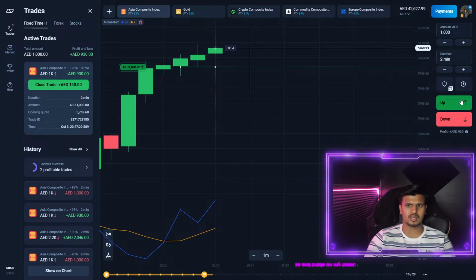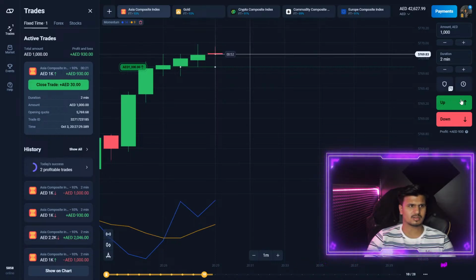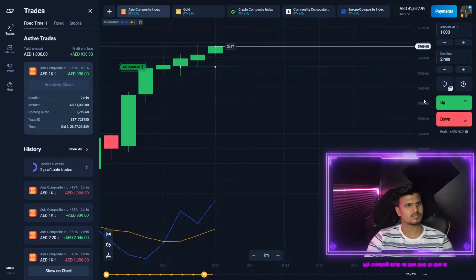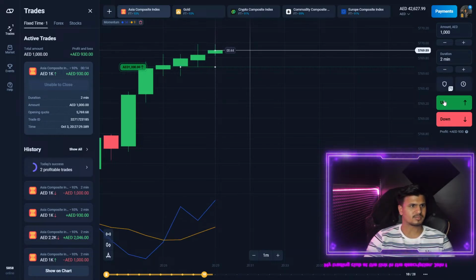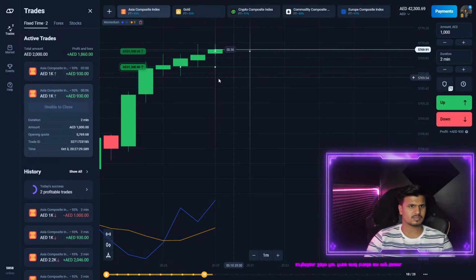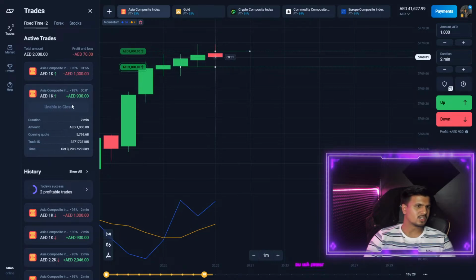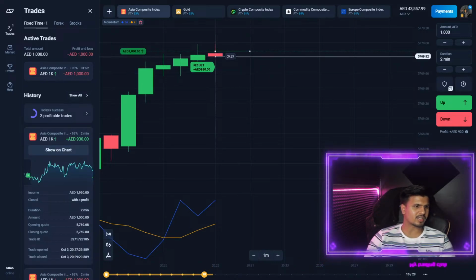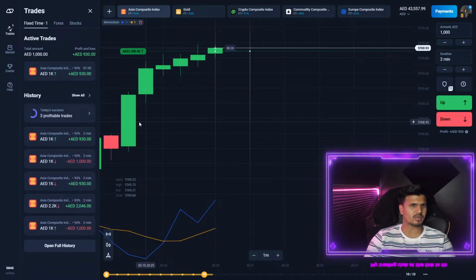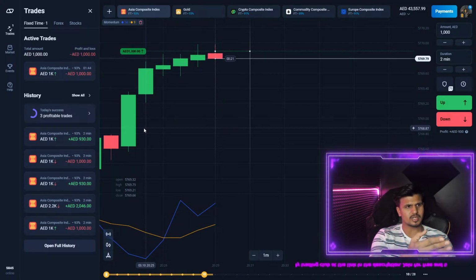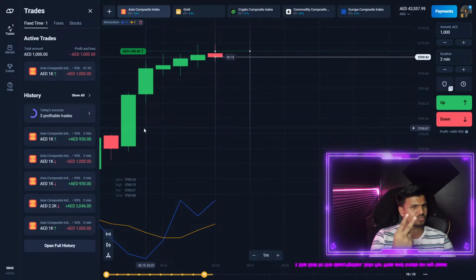Okay guys, so I'm making the next trade in the upward direction. I'll click here. 10 seconds remaining now. So guys, this is 3, 2, 1. So this is profitable. It recovered the previous loss. Again we came back to our high profitable position. Now we have to wait for another trade which I am making for the 2 minute duration.